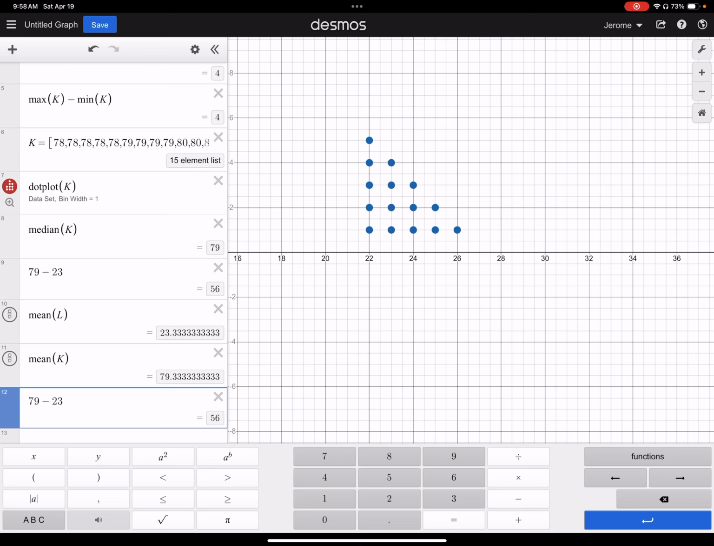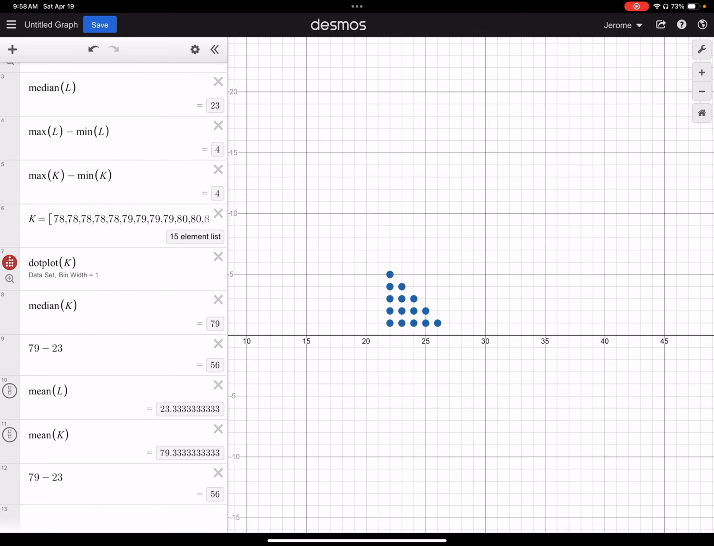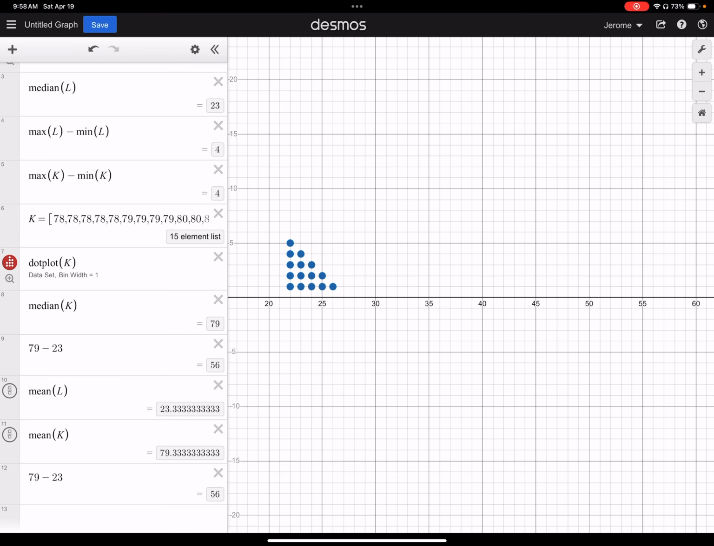Who would have guessed? So if you just add the same number to each of your data points, it does the exact same thing to the mean, which is it will also shift that to the right by that same exact 56. All right, so that should do it. I think this video has gone on long enough.